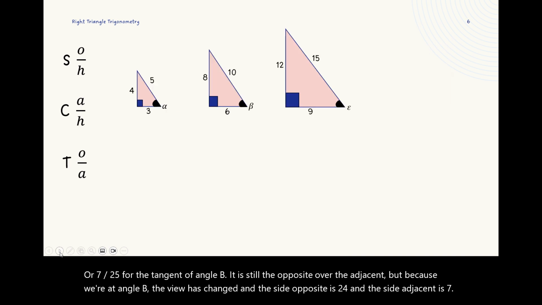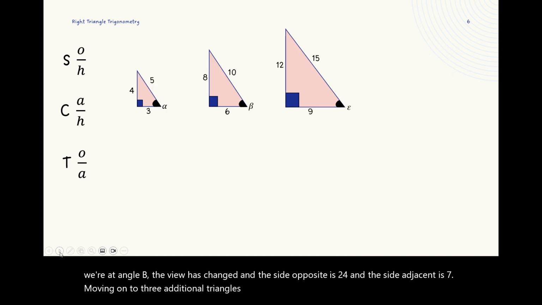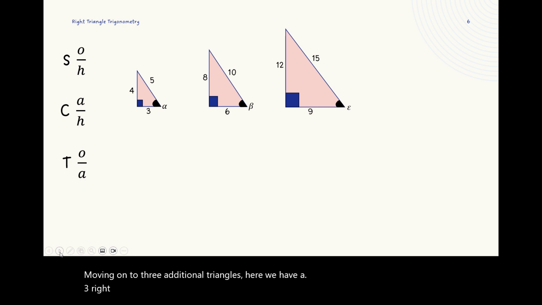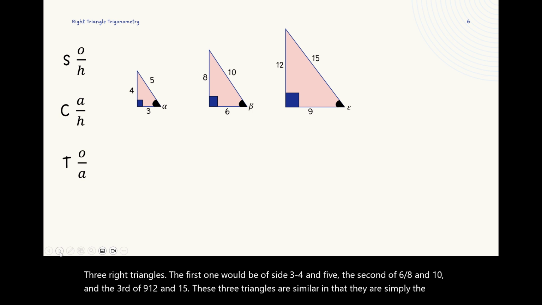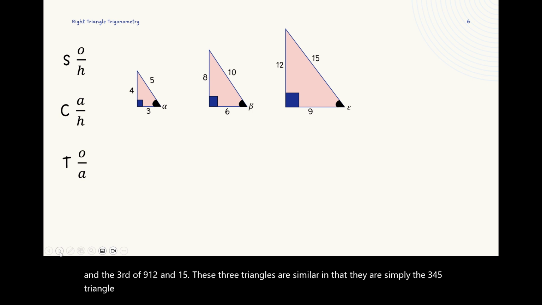Moving on to 3 additional triangles. Here we have 3 right triangles. The first one would be of sides 3, 4, and 5, the second of 6, 8, and 10, and the third of 9, 12, and 15. These 3 triangles are similar in that they are simply the 3, 4, 5 triangle doubled and then tripled to get the 6, 8, 10, and the 9, 12, 15.